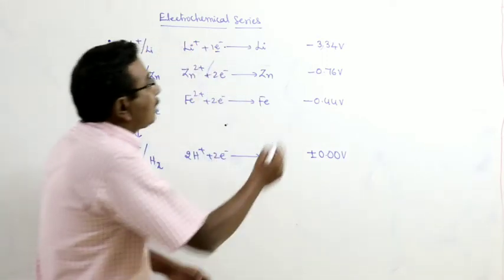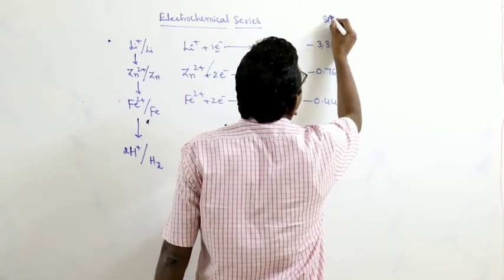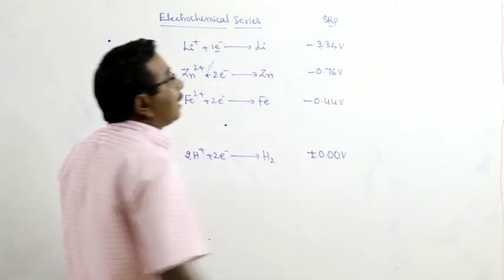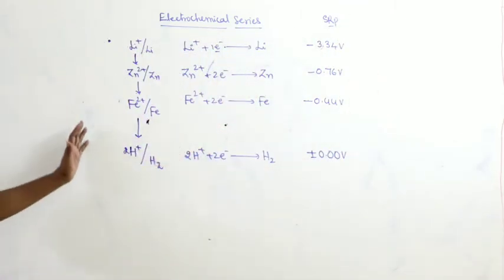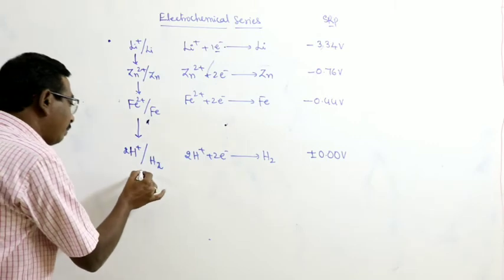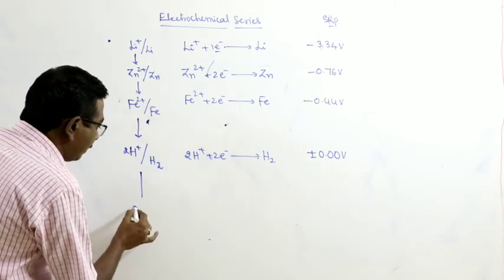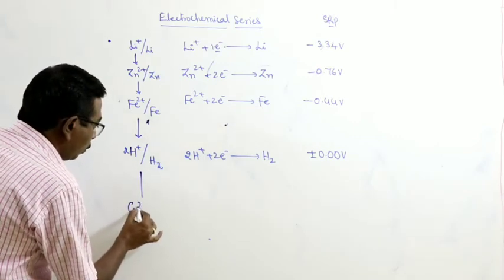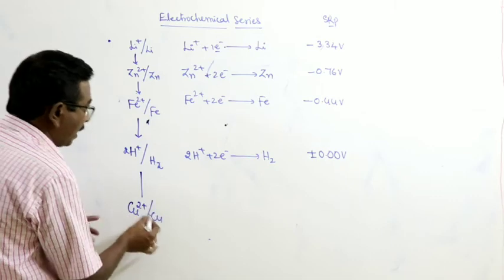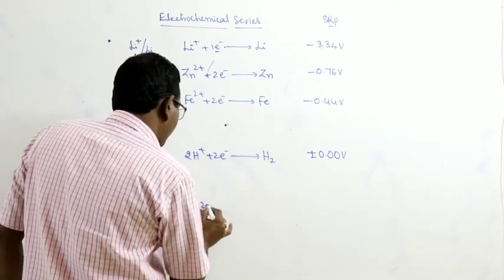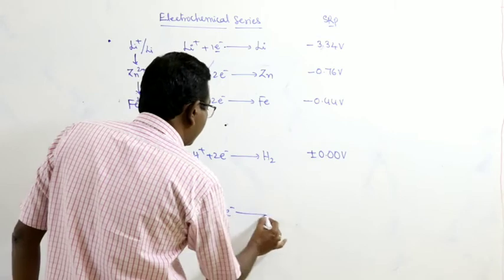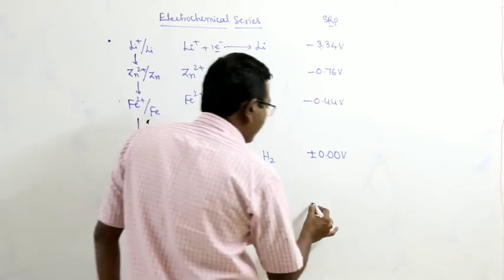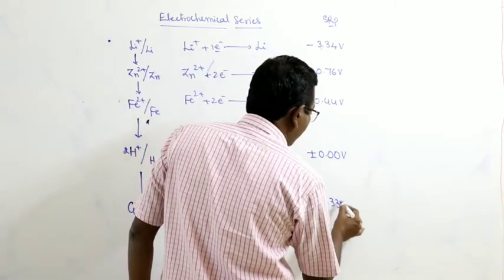These are all the electrode potentials. Which electrode potentials? Standard reduction potentials calculated by using the Nernst equation. And after this, we can write Cu2+/Cu. This is also a reduction. Cu2+ plus 2 moles of electrons gives rise to Cu. That is plus 0.33 volts.